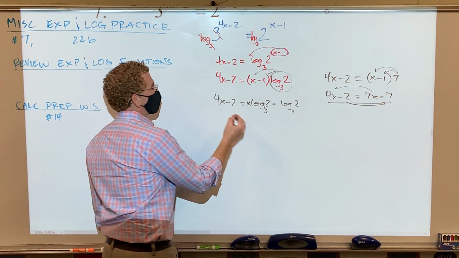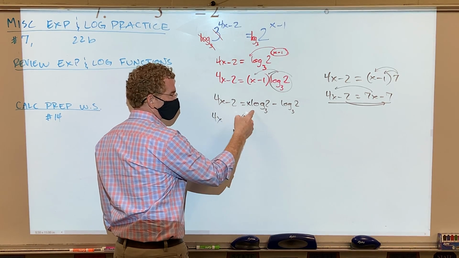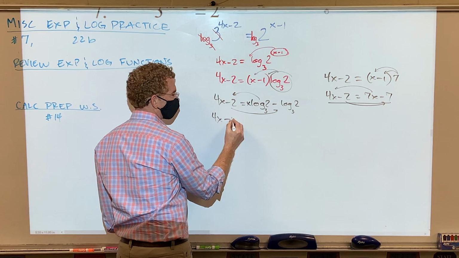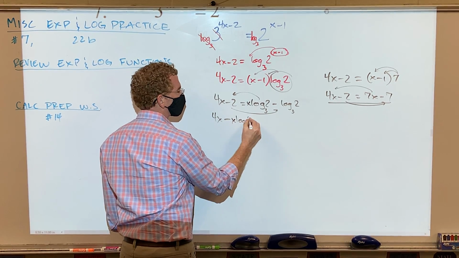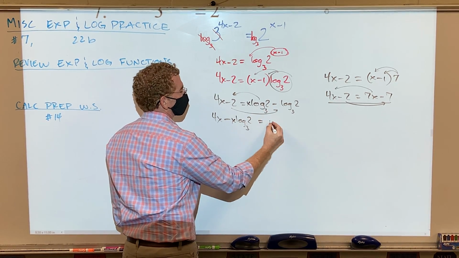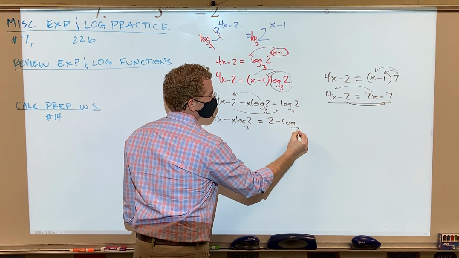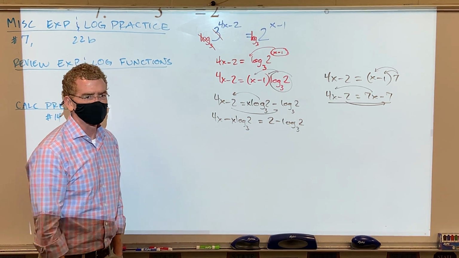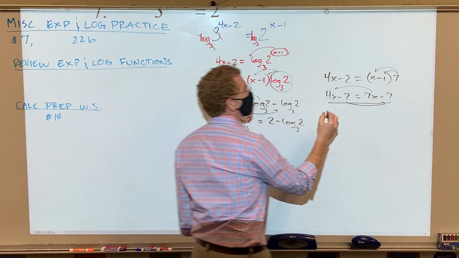Well, let's do it. I'm going to leave that 4x there, and I'm going to move this to this side and move that to that side. Because remember, log 3 of 2 is just some number. It's just ugly. And I don't have a calculator to simplify it into a decimal. Now, once I did that, I would get this.